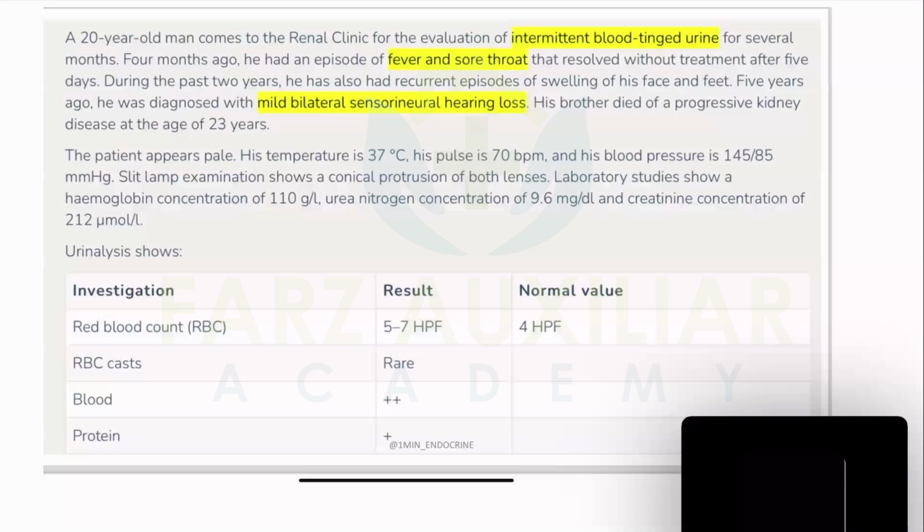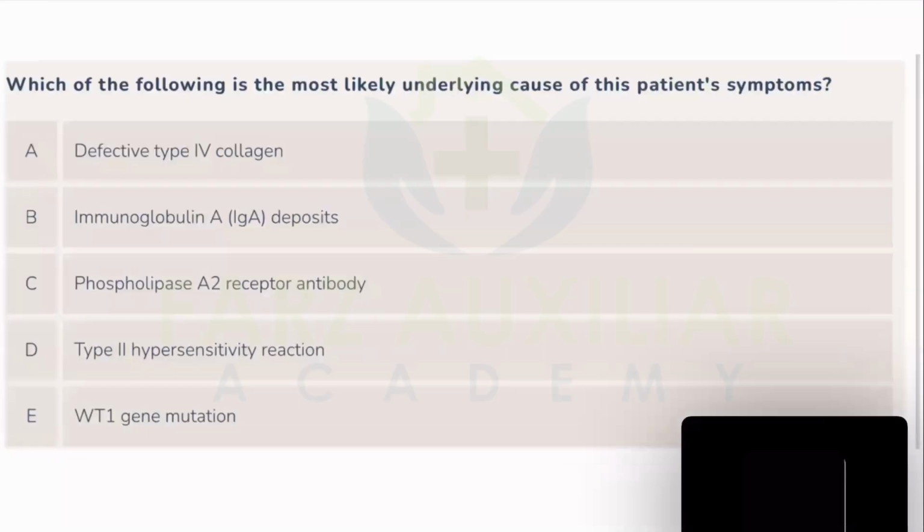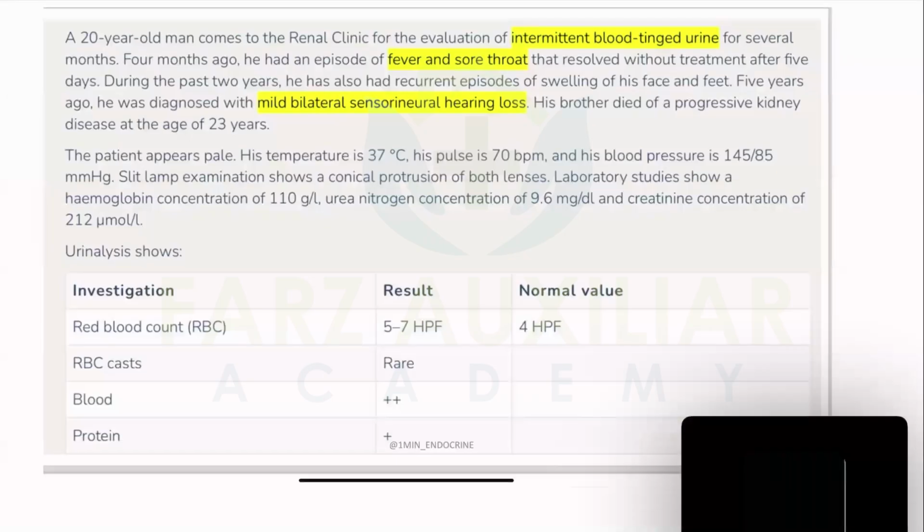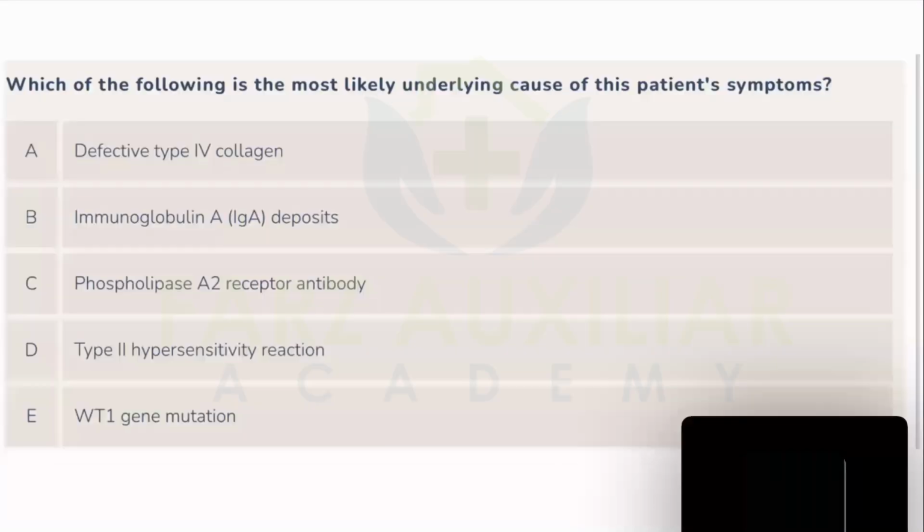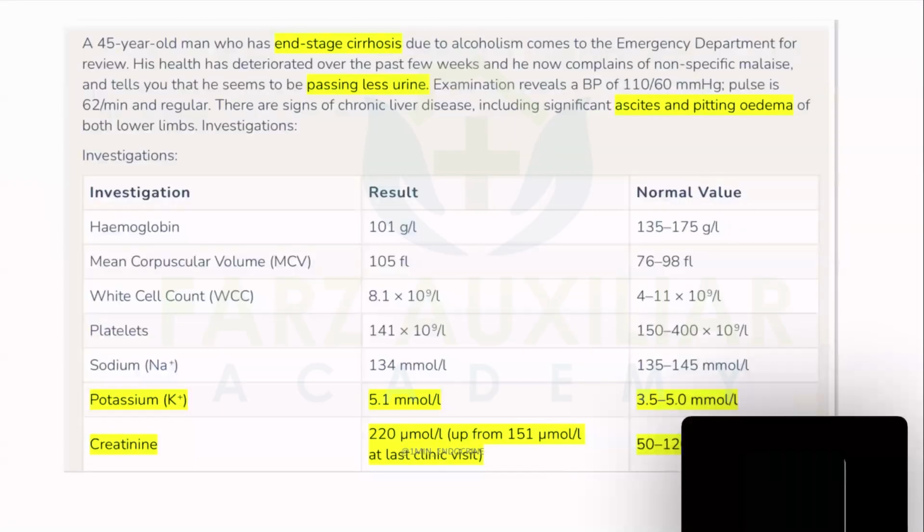Anemia is associated with Alport's, I think. And the slit lamp examination finding is important, which is the conical protrusion of both lenses. And of course, the question itself, there is a problem in type 4 collagen. It's a COL4A5 gene, right? So these are the 3-4 questions that have come. I have not included all of them, but this question covered 2-3 topics. Let's go to the question once.